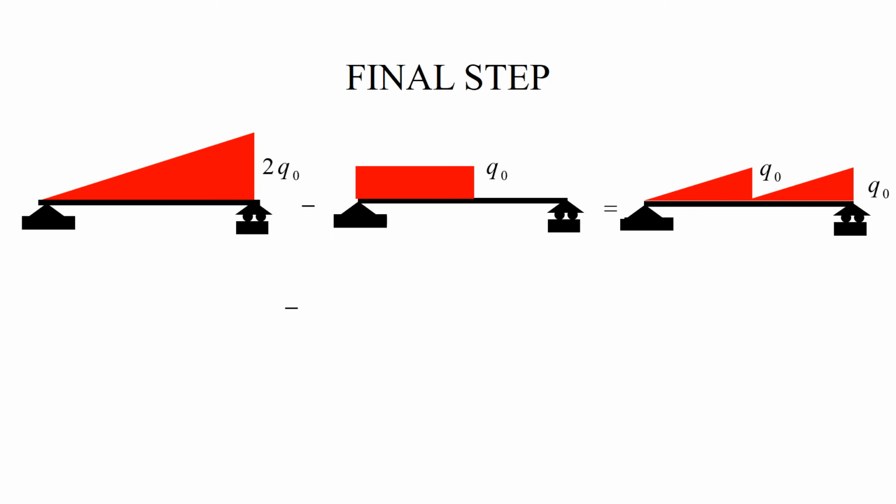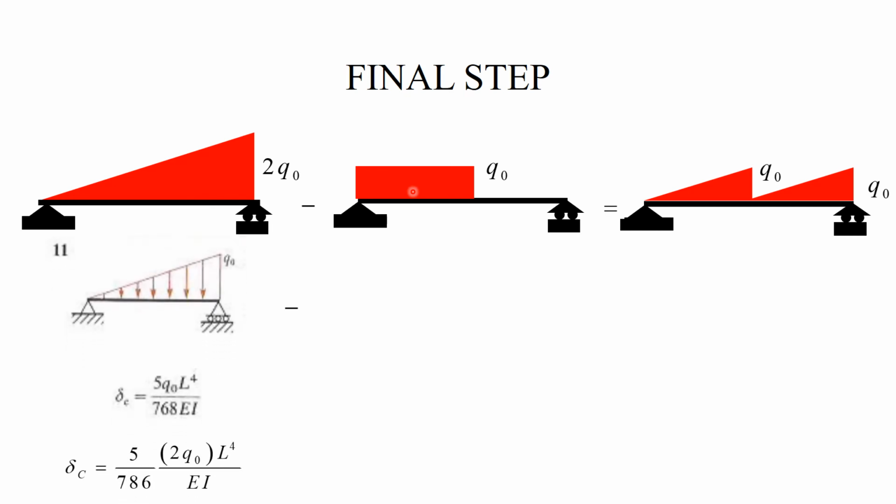So the desired case is the difference between a linearly distributed load of intensity 2q0 and a partially distributed uniform load of intensity q0. And now here is the table. So that's the displacement in the center. I evaluate it by replacing q0 here with 2q0 because I have 2q0 here.